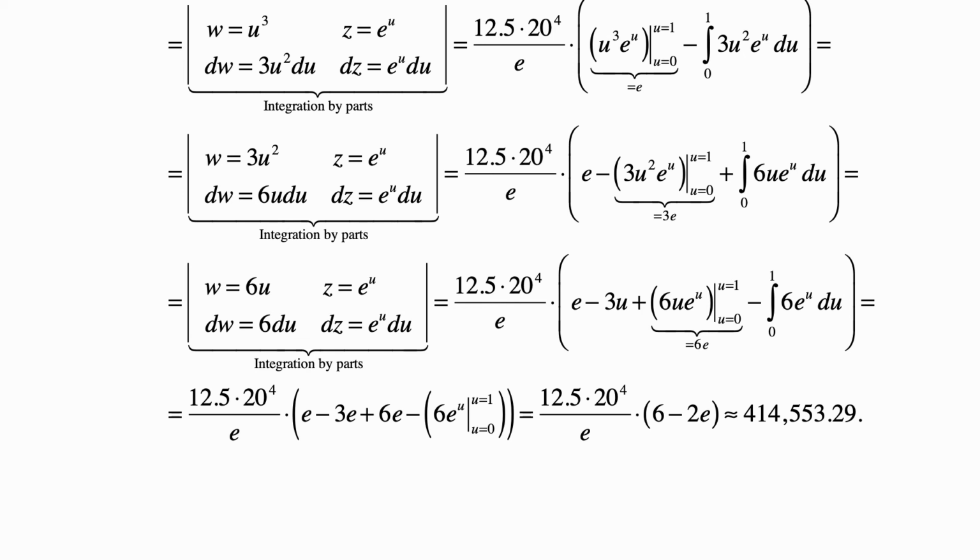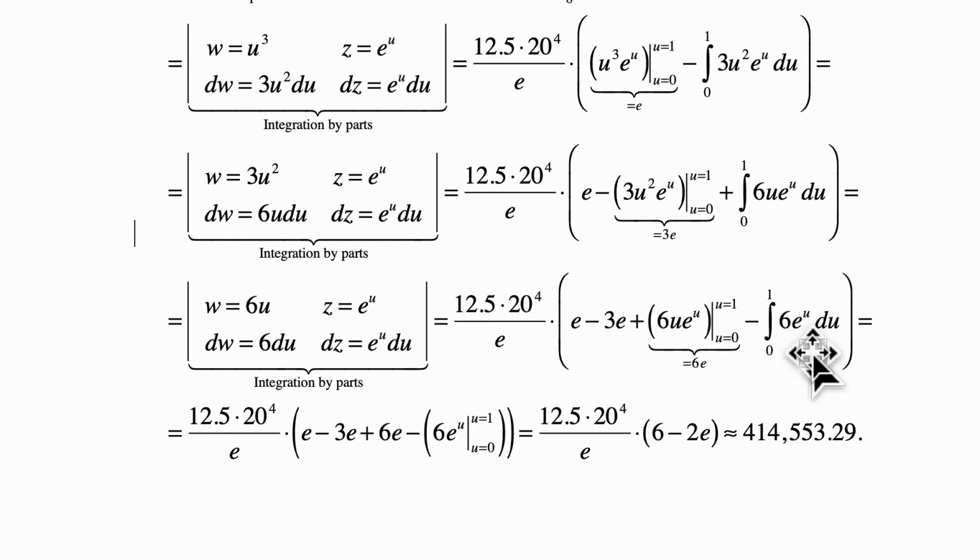We take w to be 6u, z equal to e to the u, and this whole thing becomes 12.5 times 20 to the 4th over e times e minus 3e. My apologies, this should say 3e. Plus 6u e to the u evaluated from 0 to 1, which is 6e, minus the integral from 0 to 1 of 6e to the u du. Well, that's not a hard integral to do, because the integral of e to the u is e to the u.